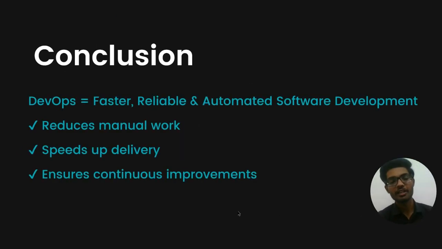So we are done with all the discussion regarding the basics to advanced of DevOps. We have not covered any kind of tool or any kind of practical work in this video, because it was a theoretical introduction to the DevOps lifecycle. So in conclusion, DevOps is not a tool. It is a mindset, and it is a faster, reliable, and automated software development practice which we should incorporate in our software for efficient delivery and efficient process management. This reduces our manual work, speeds up our delivery, and ensures continuous improvement and automation.